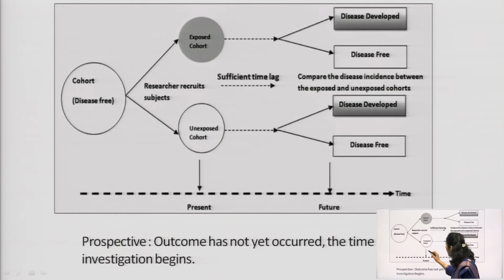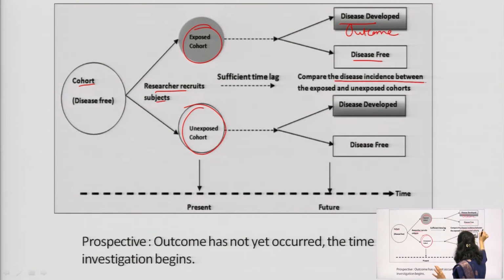Let's try to understand prospective. We have a cohort. Cohort means a group जिनमें outcome नहीं है, disease free है. So researchers will recruit the subjects because the observational study observe करेगा researcher. तो एक exposed cohort हो गया, एक unexposed cohort हो गया. और time के बाद हमने देखा कितने लोगों में disease develop हुई, कितने disease free रही. Disease means outcome. So we are comparing the disease incidence between the exposed and unexposed group. Unexposed में भी unexposed था, फिर भी वो disease हुई है, जो outcome हम देखना चाह रहे हैं वो हुआ है या नहीं हुआ है.